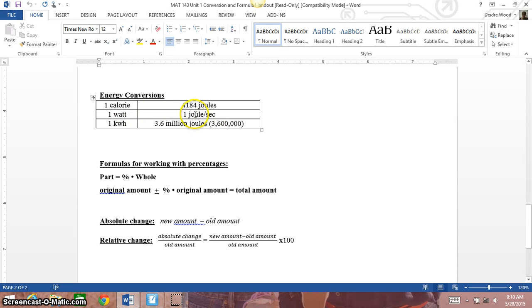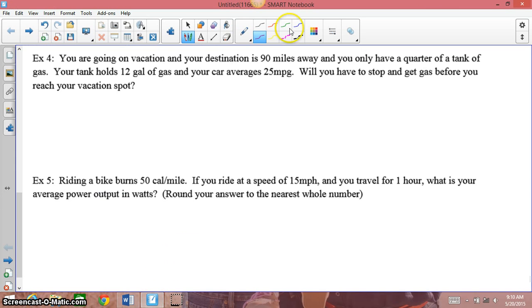So the only way to get to a joule per second is looking back at joules, and joules start at calories, and you'll notice that that's what our problem is starting at, calories. So let's start with that 50 calories per mile. And I can figure out how many calories per hour by using the conversion that's been given to me in the problem, that I know that I travel 15 miles every hour.